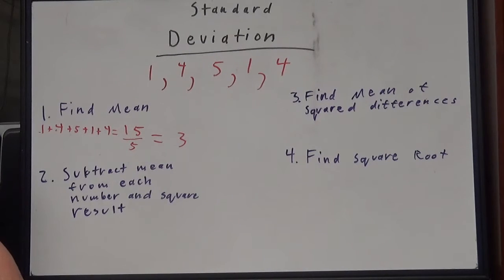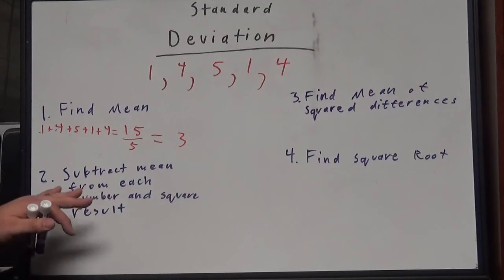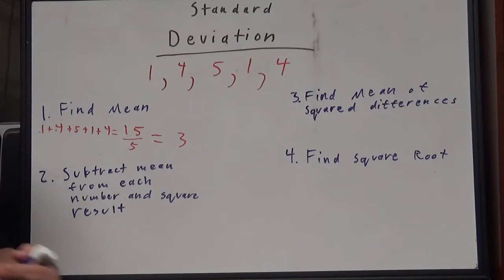Next part. This is where it sometimes starts to get somewhat annoying to students. It gets a little monotonous, kind of tedious is the word I'm looking for. But go slowly, take your time. Just be careful with the math and you should be fine. Step 2: subtract the mean from each number and square the result.